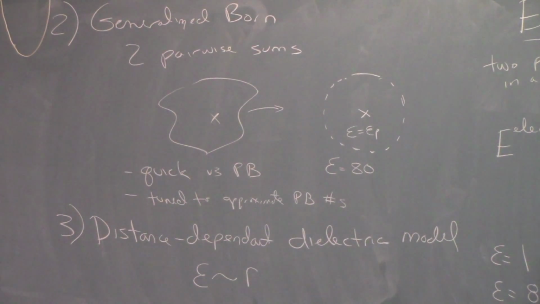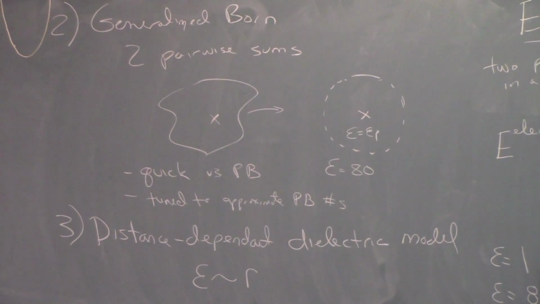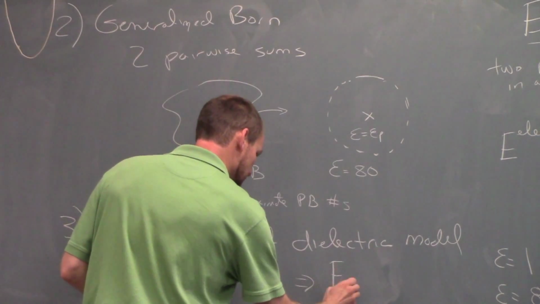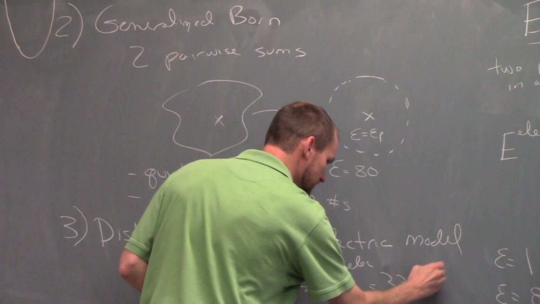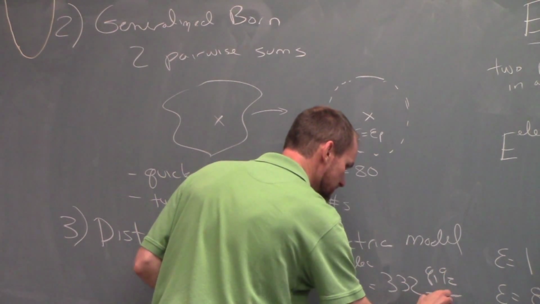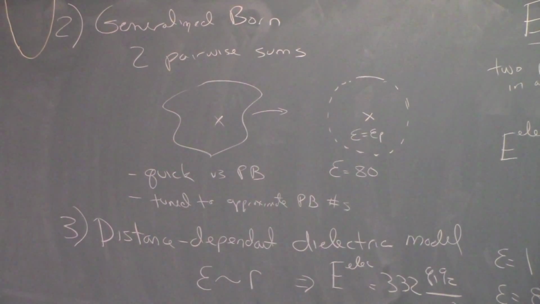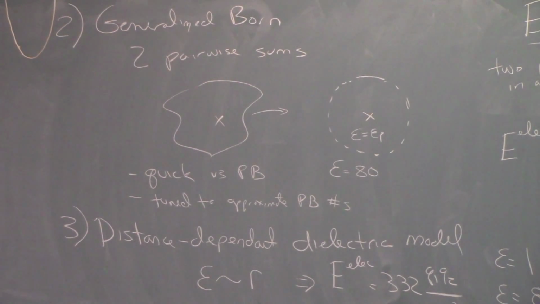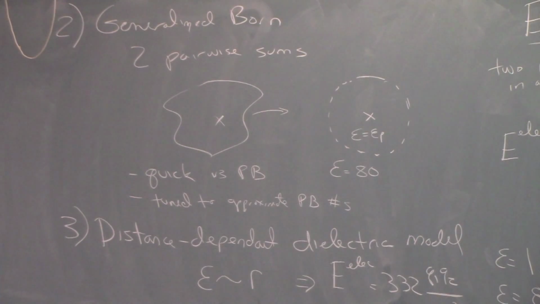So in the DDE model, the distance-dependent dielectric model, you replace epsilon with R, and now you get the electrostatic energy is 332 Q1 Q2 over, not epsilon R, but over R squared. So now the electrical potential goes like R squared because of the screening and because of this changing of the dielectric constant as you get large.